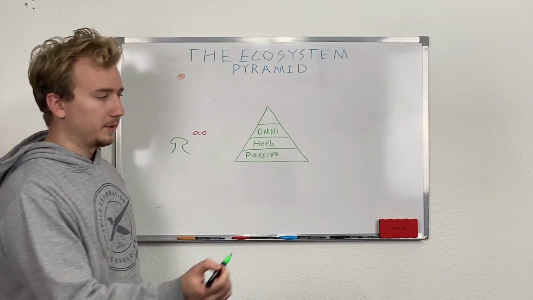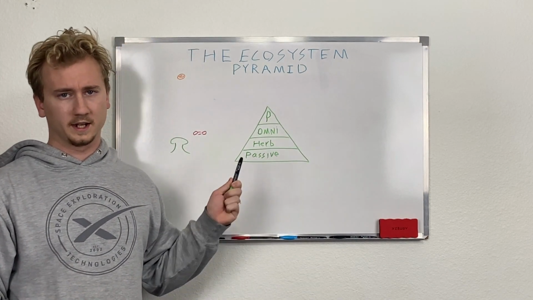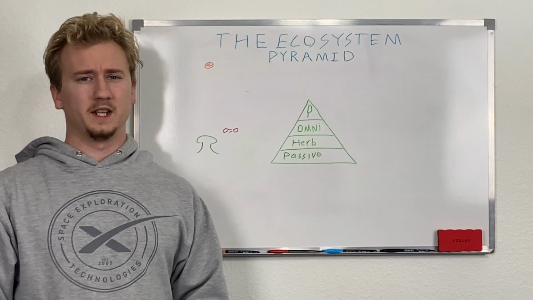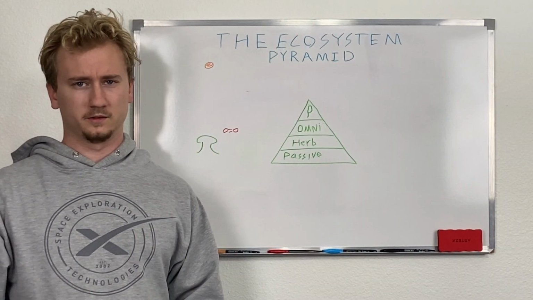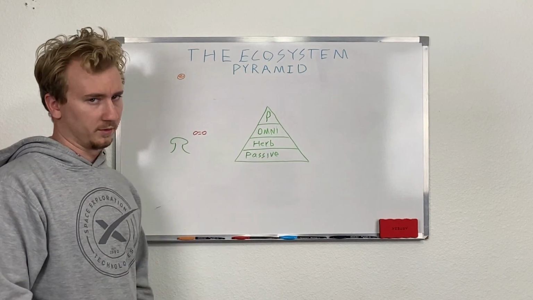Next up on the pyramid, at the very top, is the big P. This is where predators lie, also known as carnivores. They are unable to digest plant material to create energy. Predators feast exclusively on omnivores and herbivores.